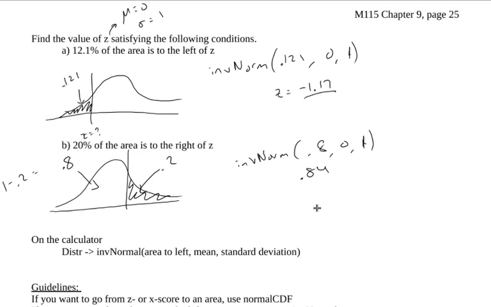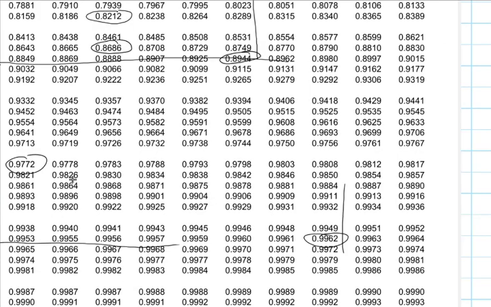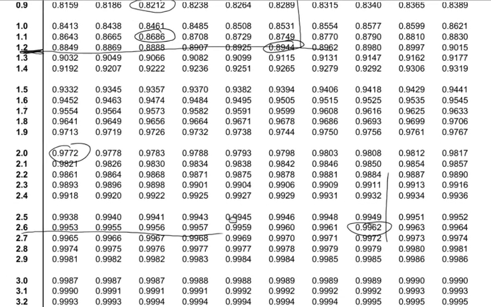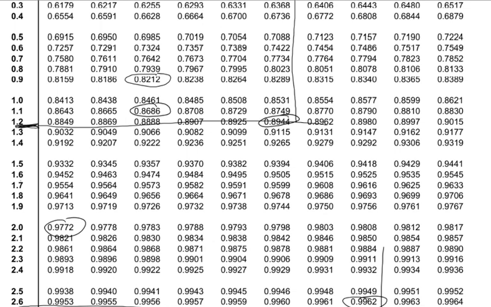If I was looking this up on the chart, I'd have to look for an area of 0.8 to the left. I'm on the positive side, so you'll notice that my z-scores are positive here. My z-scores are positive on this one because the area to the left is greater than 50%. So looking through this list, just looking along here, it looks like 80% of the area to the left would be between these two values.